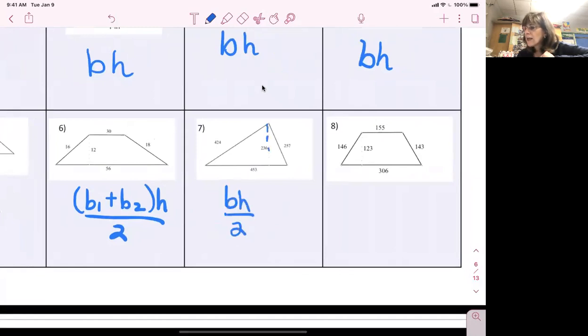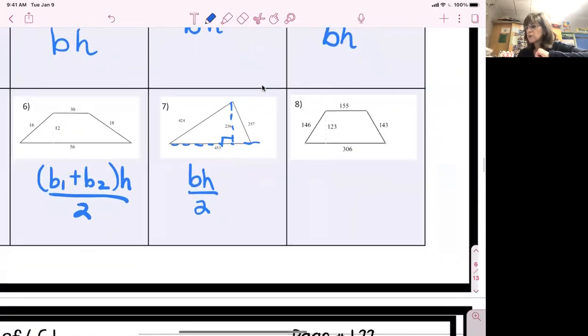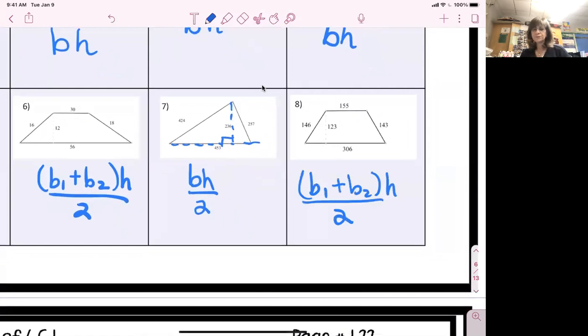Again, the height always has to touch the base at a right angle. The height is never going to be slanted. You wouldn't want to go to the doctor and have them measure how tall you are and have you measured this way. You'd want to be measured straight up and down. And the last one is a trapezoid as well. So it's base 1 plus base 2 times the height divided by 2.